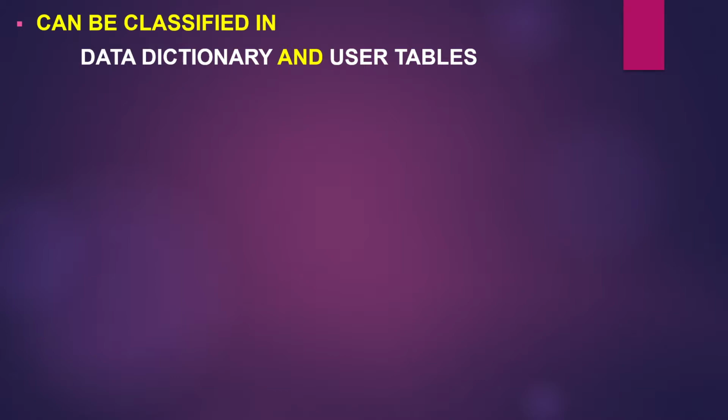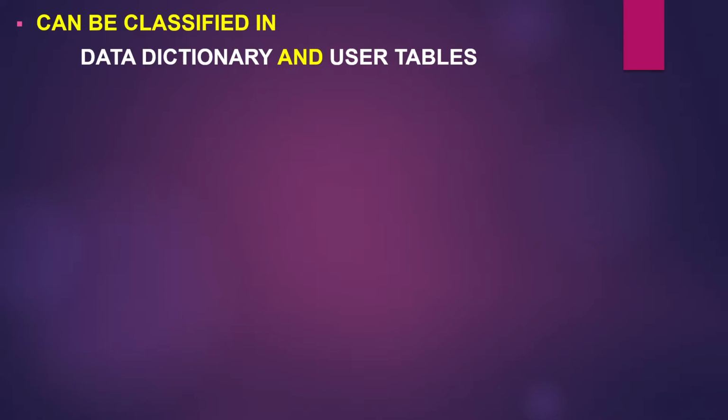Now, any table can be classified in the data dictionary and user tables. Data dictionary is basically storing the metadata of Oracle database. So, the core information of the database would be stored into the data dictionary. So, the system tables are data dictionary and the user tables are created by the user. Even if the user has the administrative privilege, always remember we cannot change or modify anything in the data dictionary.